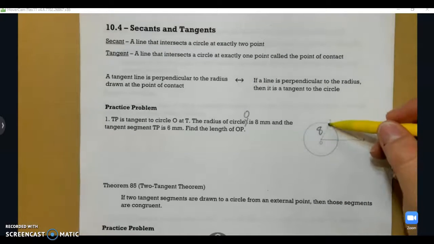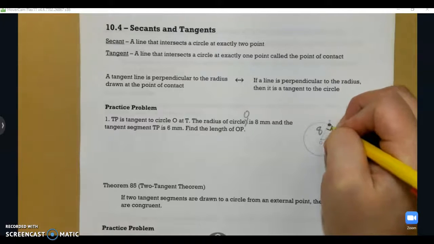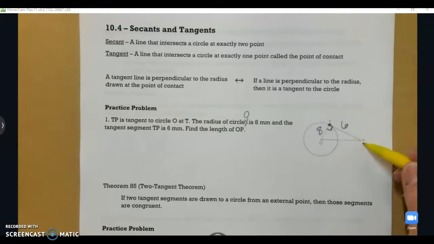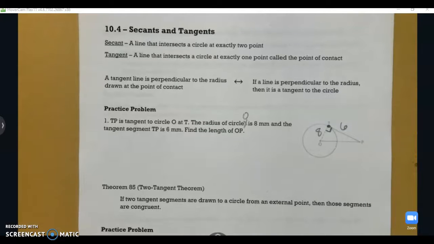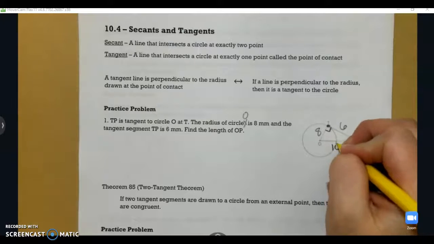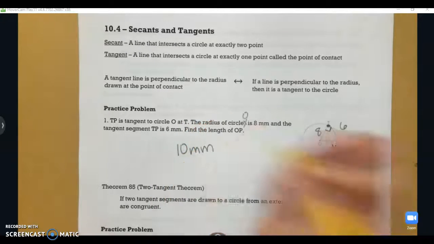And because we're told that TP is tangent, we know that it's perpendicular to the radius. So this is a right triangle, and I'm looking for my hypotenuse, that side OP. And this is actually part of the 3, 4, 5 family, and you should know that this is 10, but if you forgot that, then you can always use the Pythagorean theorem. So that is 10 millimeters.